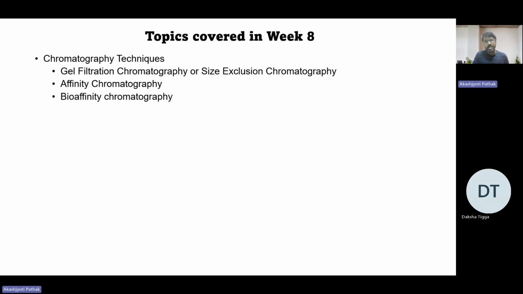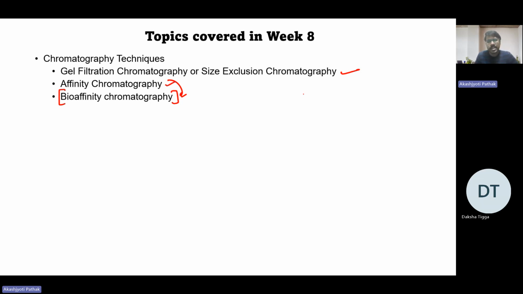As I was discussing, in week 8 we mainly learned about two main chromatography techniques. One is gel filtration chromatography, also known as size exclusion chromatography, and another is affinity chromatography. Basically, bioaffinity chromatography is a type of affinity chromatography. So the two main techniques are gel filtration and affinity chromatography.